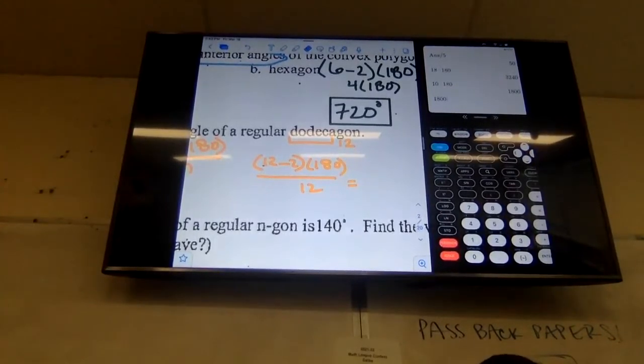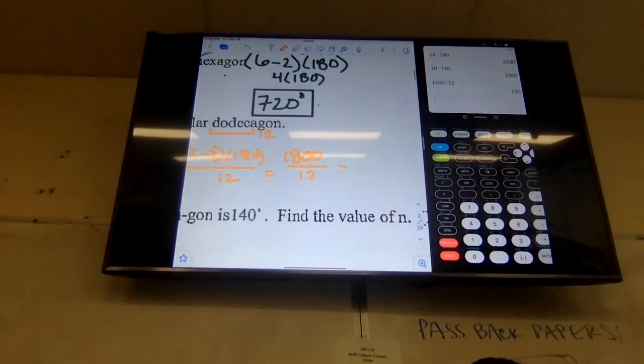I got 1,800 and I got to divide that by 12 and I get 150 degrees.